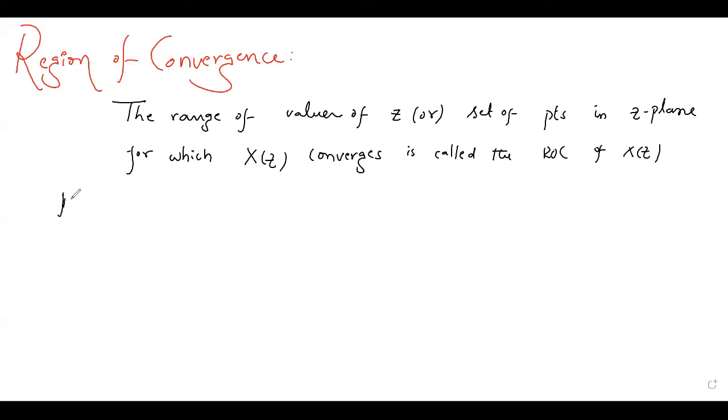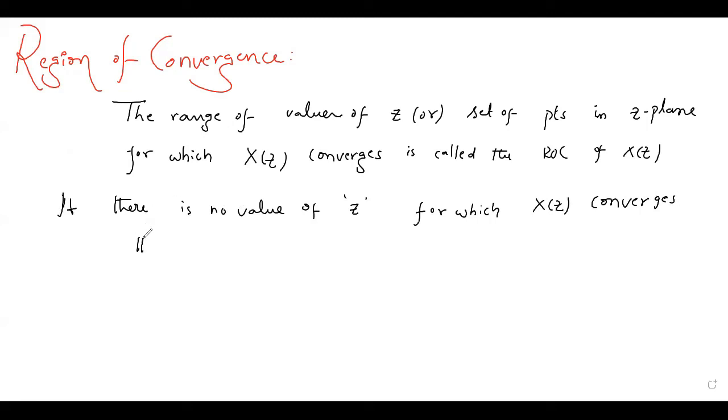Suppose there is no value of Z for which x of Z converges, such a region is not there, then we can say that the sequence is not having any Z transform. Then the sequence x of n is said to be having no Z transform.